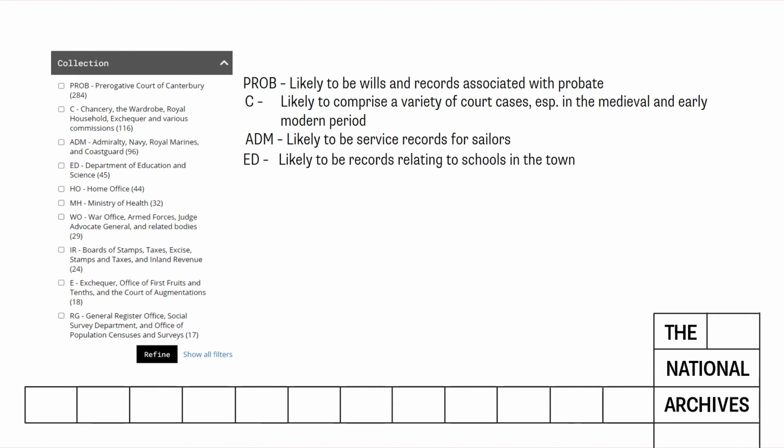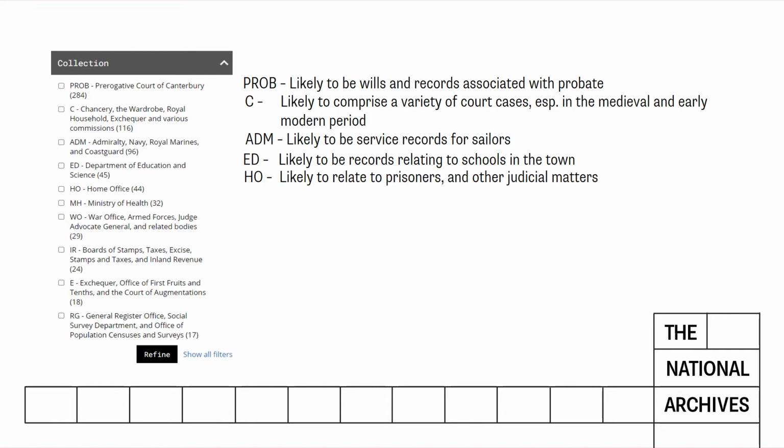ED refers to the records of the Education Department, and the majority of the records in this series are likely to be the records of schools, be that actual records kept by particular schools, or possibly reports and inspections of educational establishments in the area. Please bear in mind that many of these may be closed, especially if the children they relate to are likely to be under the age of 100.